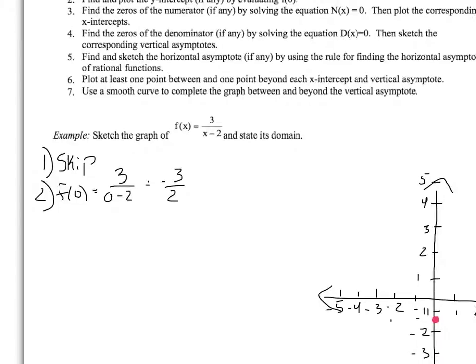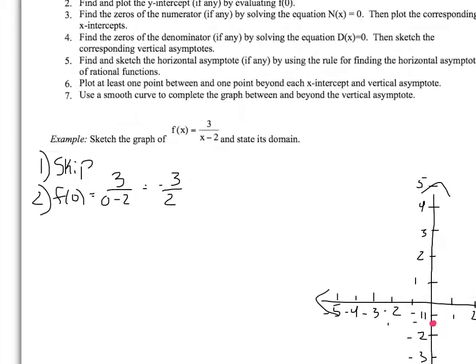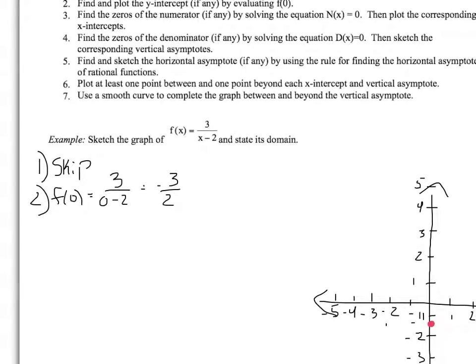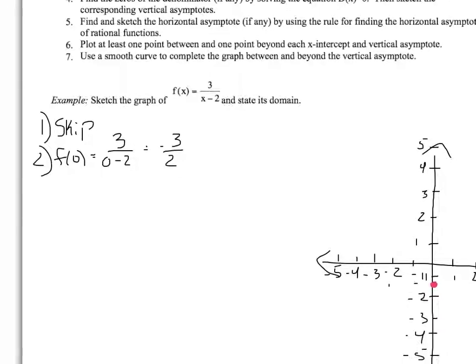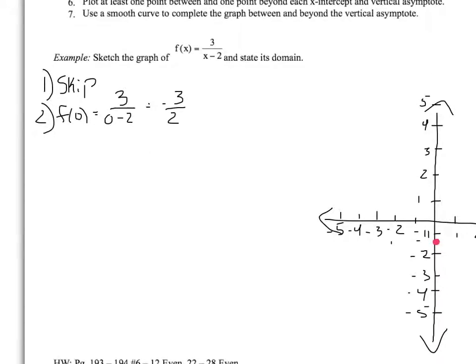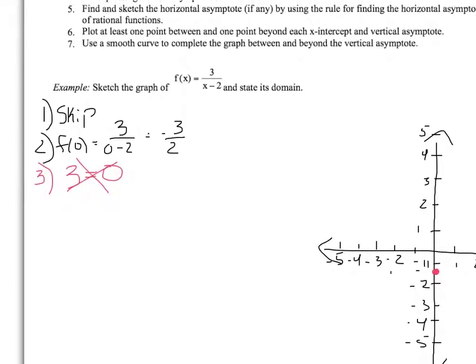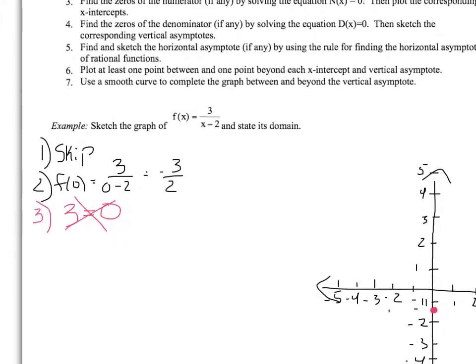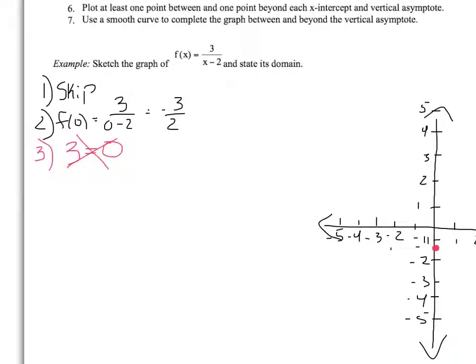Step 3, if I go back up for a second, says find the zeros of the numerator, if possible, and plot the x-intercepts. So what you would technically do for step 3 is you set your numerator, in my case it's a 3, equal to 0, and solve. In this case, there's nothing to solve there. So for this particular problem, there are no x-intercepts. Now, I'm just going to write that just because it's our notes.